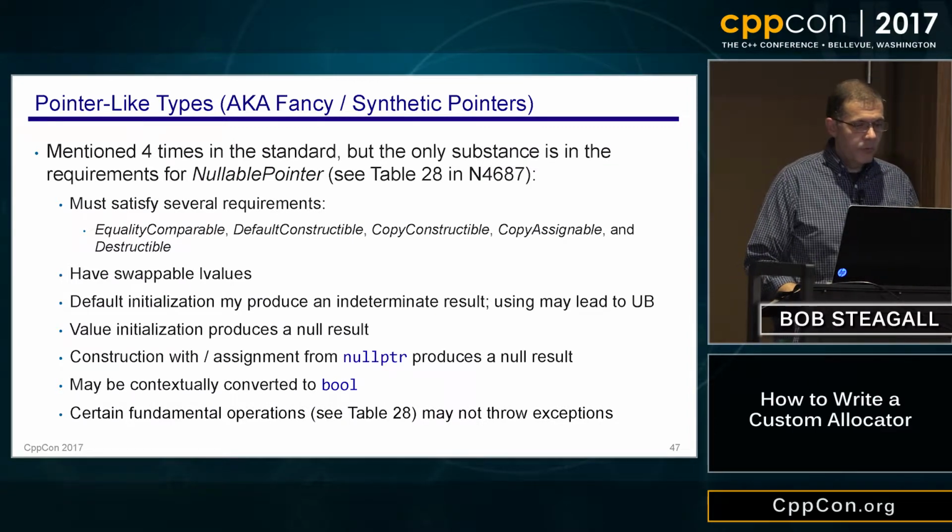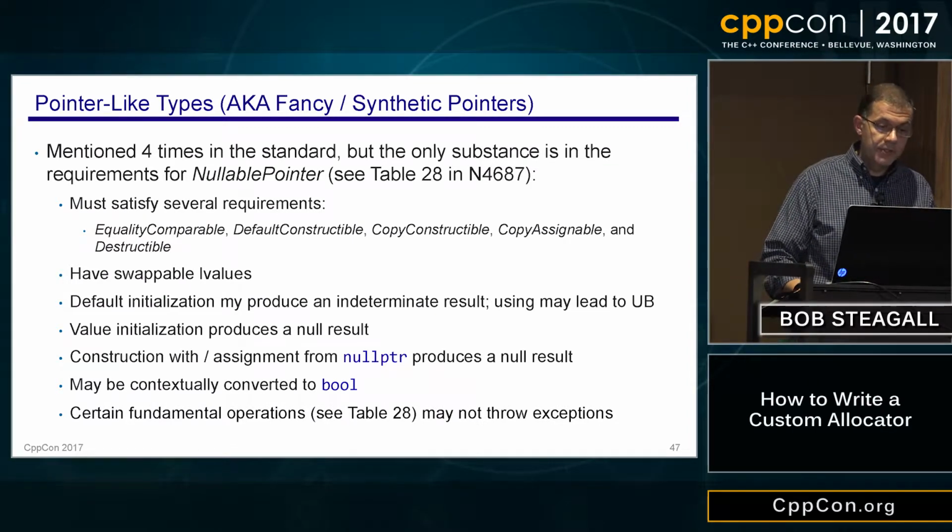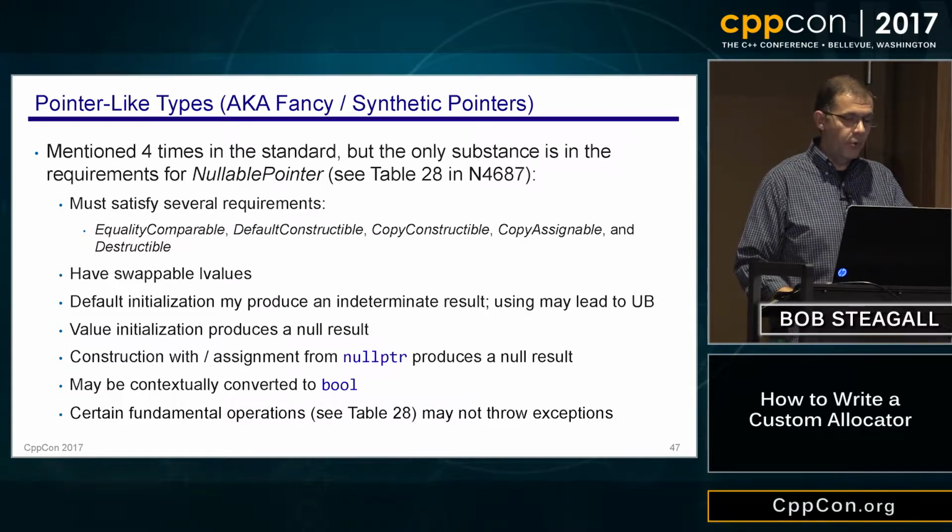And I'd like to say just a couple of words about pointer-like types, what the standard calls pointer-like types. I call them fancy pointers or synthetic pointers. They're only mentioned 4 times in the recent draft standard. And the only real substance behind them is in the requirements for nullable pointer. And you can see those requirements in tabular form in table 28. A nullable pointer is something that must satisfy several common requirements: equality comparable, default constructible, copy assignable, and destructible. They have to have swappable lvalues. I have to be able to swap 2 of these things.